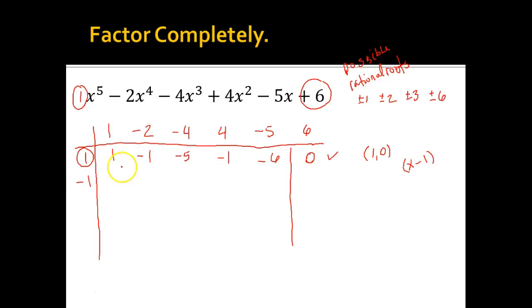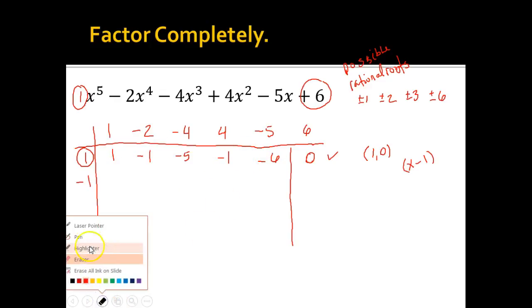So bring down, oh, and notice this. This is the cool thing. If we're using this format for doing synthetic division, we can cross off that first row. Oh, I'm sorry. Nope. Take that back. That was false. I was wrong.